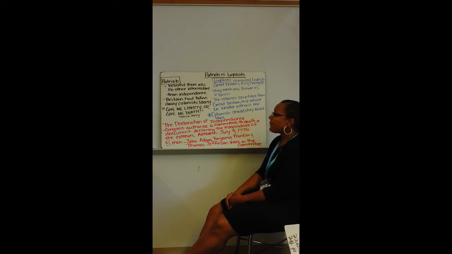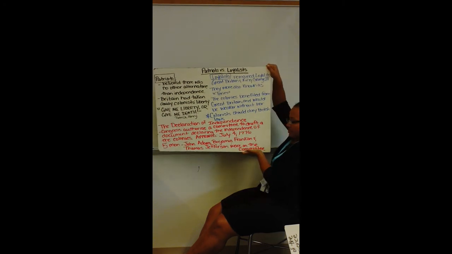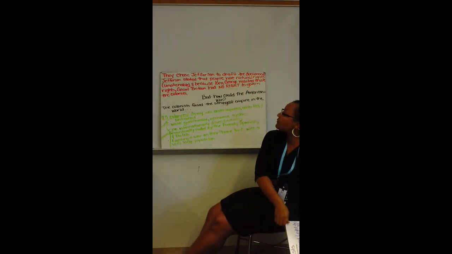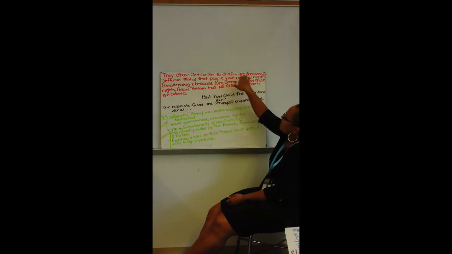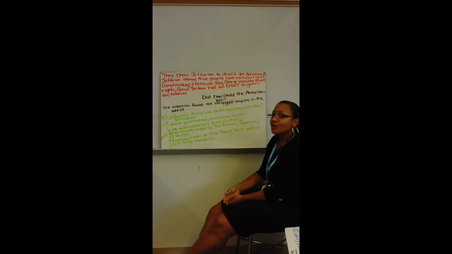However, the Patriots are going to start drafting this very important document called the Declaration of Independence. Congress authorized a committee to draft a document declaring the independence of the colonies, and it was actually approved July 4, 1776. That's why we celebrate July 4th. That's when the Declaration of Independence was published. Five men were on this committee, including John Adams, Benjamin Franklin, and Thomas Jefferson. They chose Jefferson to draft the document. Jefferson at this time was only 33 years old.